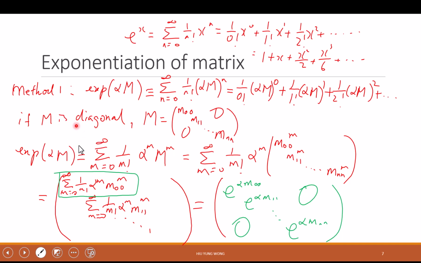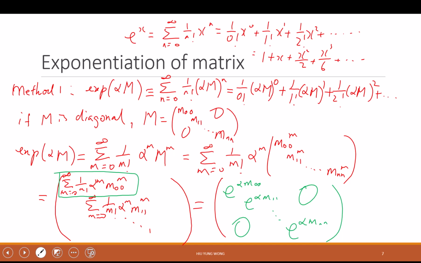Now, what if it is diagonal? Here, I try to show you that what I said earlier is correct. When it is diagonal, then I only have elements along the diagonal, right? So again, I can use the definition to expand it into the power series. Now, I use the index m instead, because I have a dimension of n plus 1. So this again is 1 over m factorial times the argument to the power m, right? And do not forget that M to the power m, you just multiply the matrix m times.